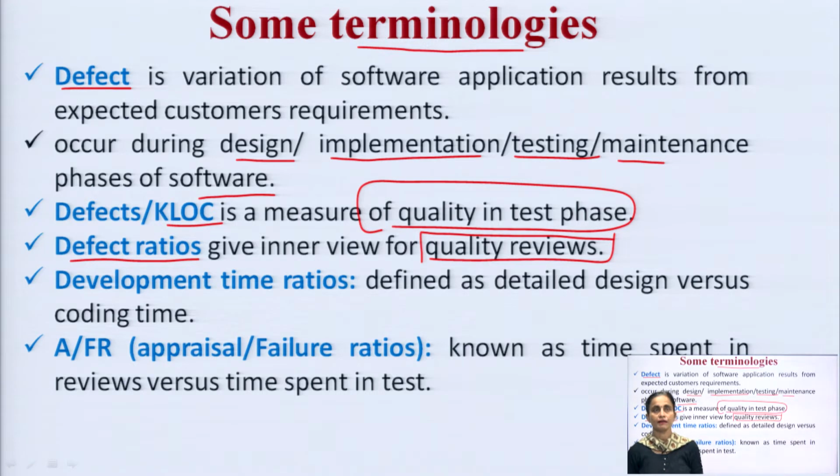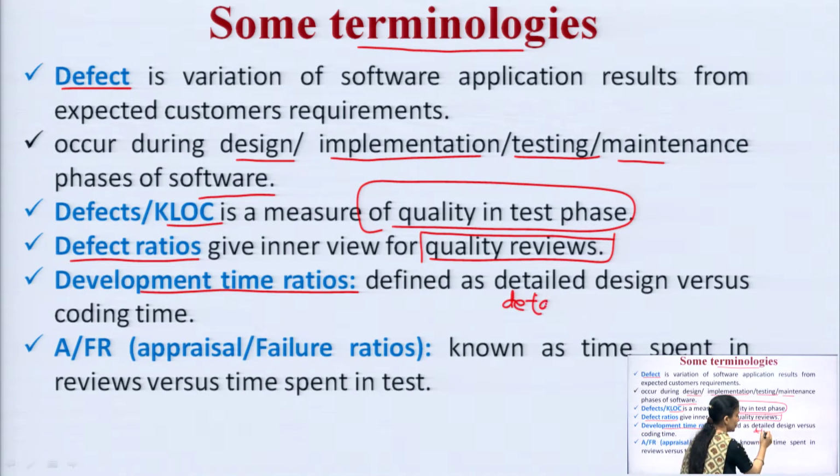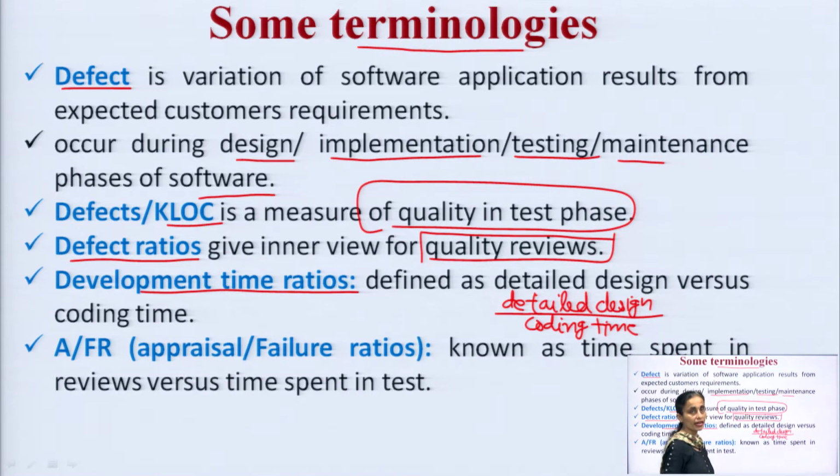The next parameter is the development time ratio. As the name suggests, it is about development time. It is defined as the detailed design time versus the coding time, and that is known as the development time ratio.